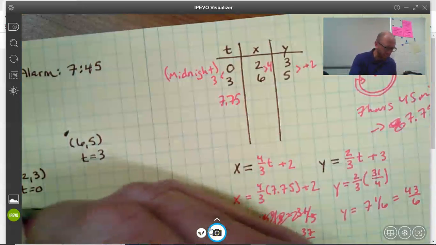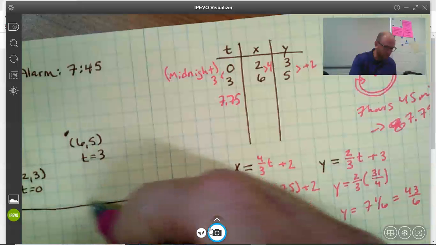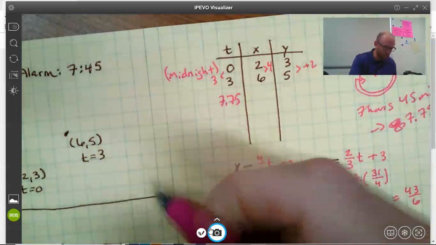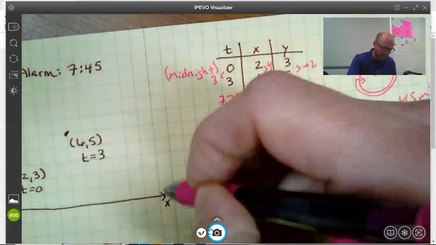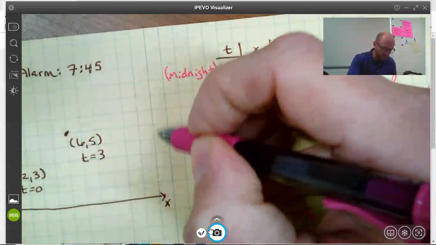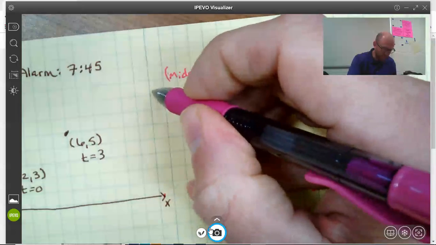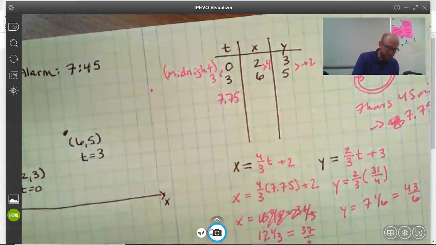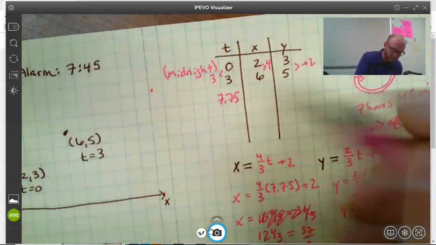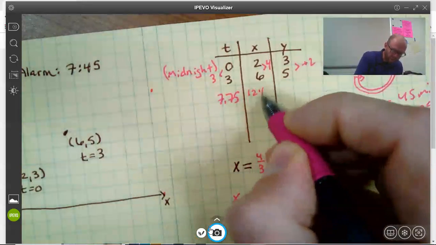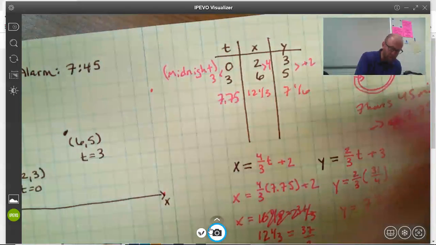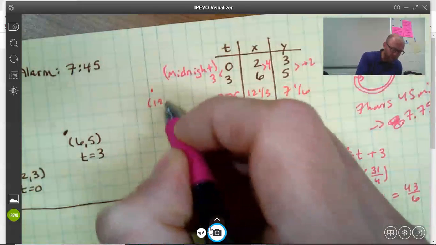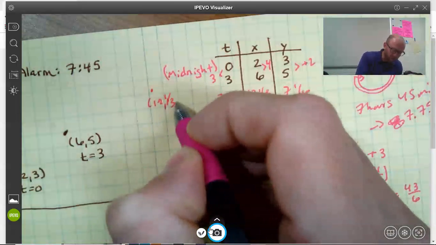So that's 1, 2, 3, 4, 5, 6, 7, 8, 9, 10, 11, 12, and a little bit more. And then 1, 2, 3, 4, 5, 6, 7, and just a pinch more. So we'll be at the point (12 1/3, 7 1/6).